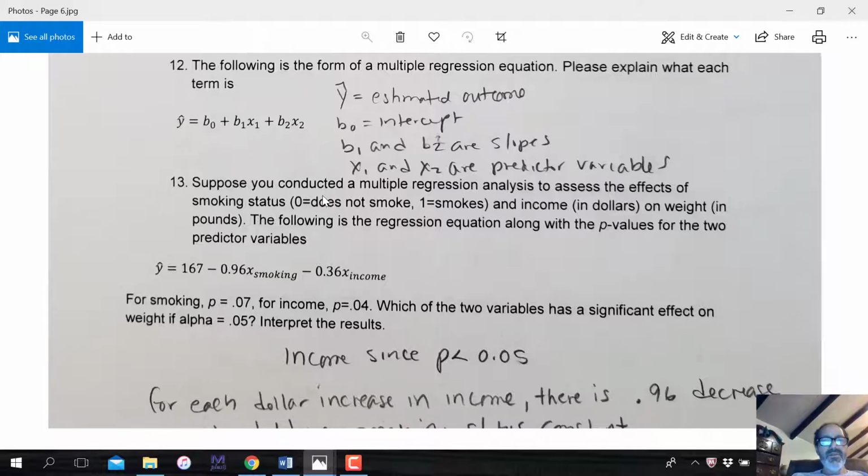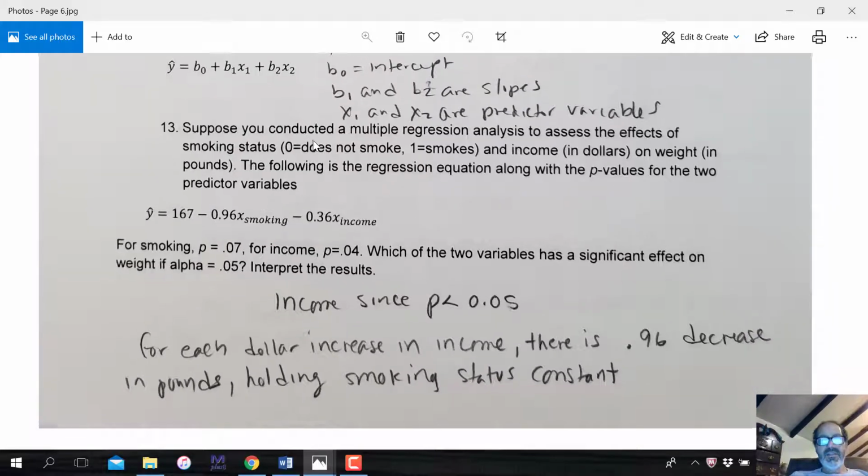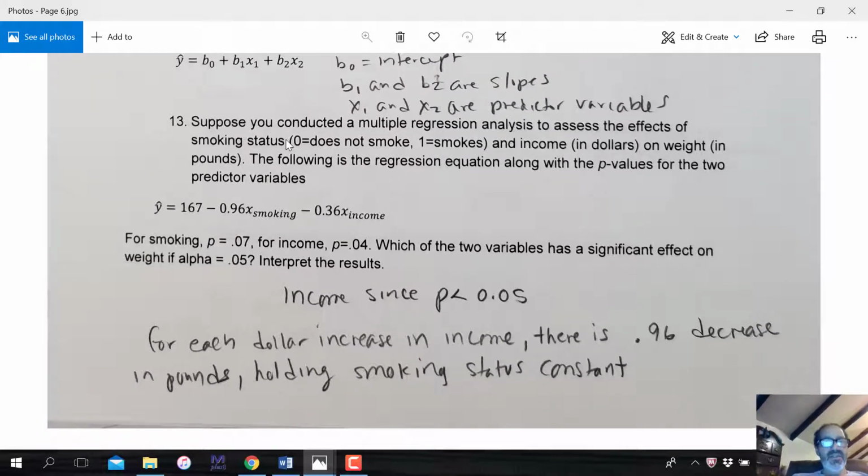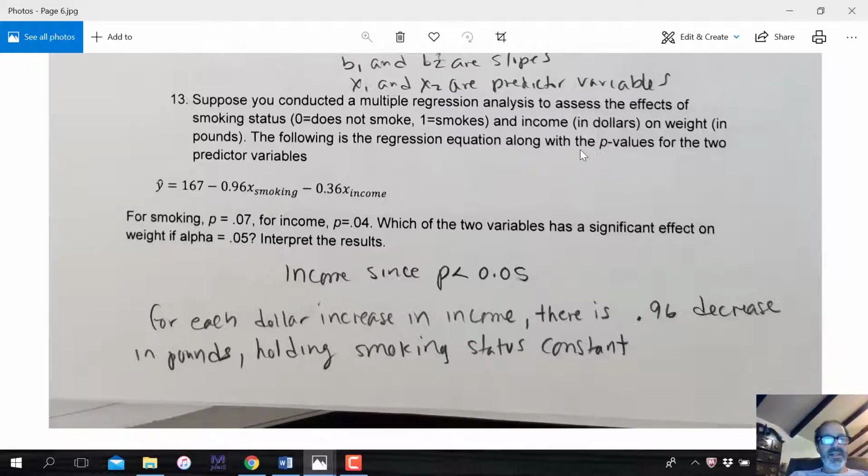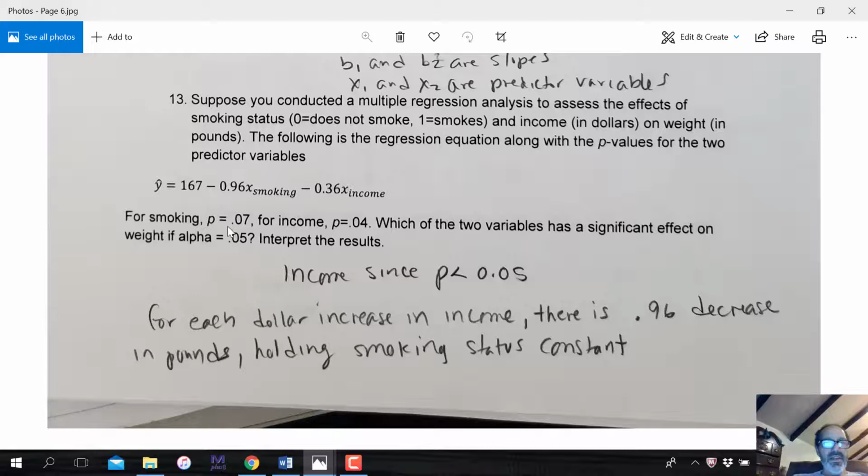Okay, suppose you conducted a multiple regression analysis to assess the effects of smoking status (0 means does not smoke, 1 means smokes) and income in dollars on weight in pounds. So this y represents weight, because the outcome is always going to be the y, or whatever the variable is out here, right? The following is a regression equation along with the p-values. For smoking, p equals 0.07.